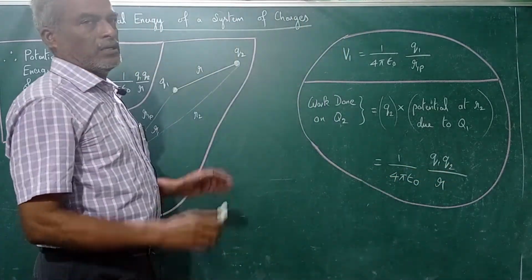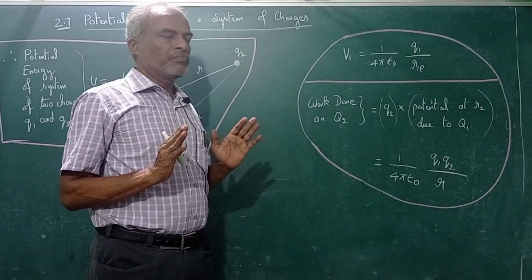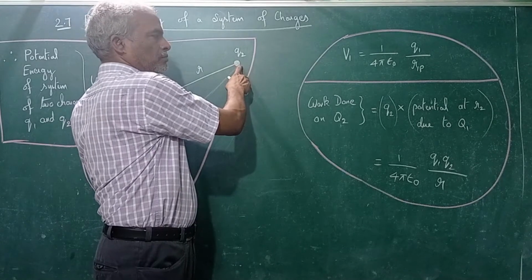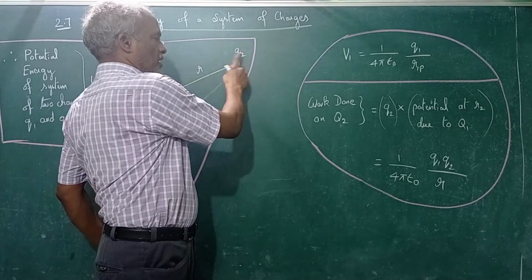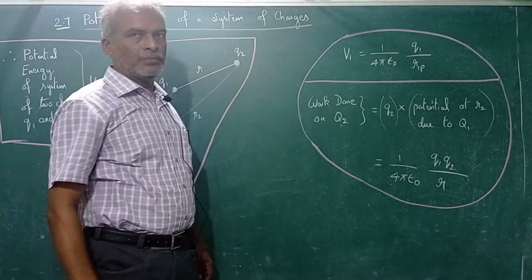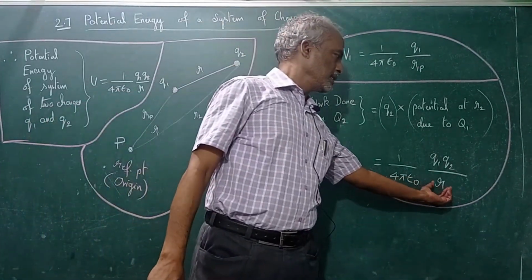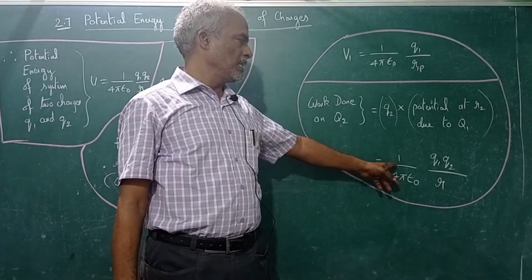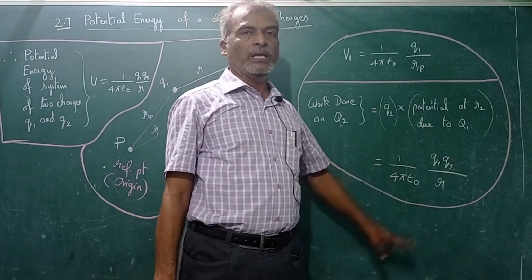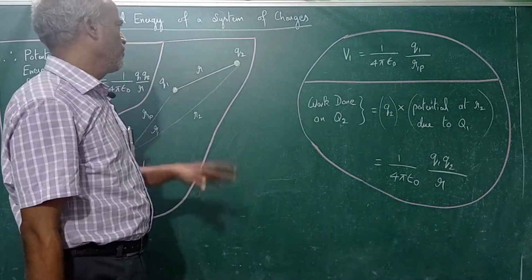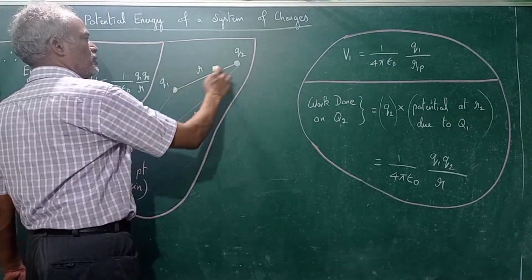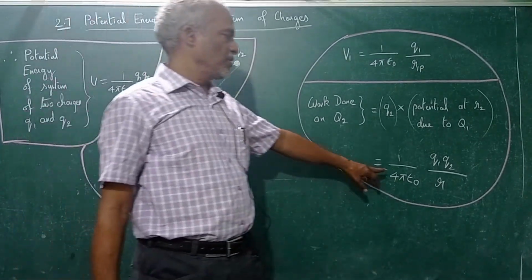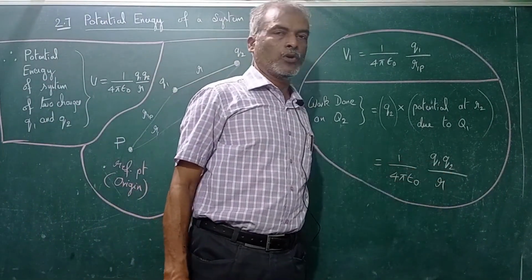That means in summation, what we try to tell is the work done on q2 is equal to the product of charges q1 into q2 divided by the distance r, and of course we have the constant of proportionality k, which is 1 divided by 4 pi epsilon naught. That is, in short, if you have two charges and if you know the distance between them, work done on the charge q2 is equal to 1 by 4 pi epsilon naught q1 q2, that is product of charges divided by distance.